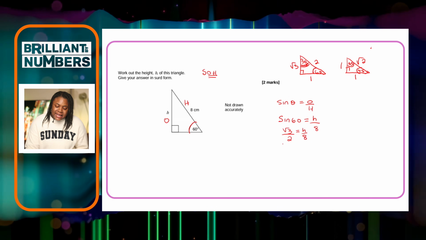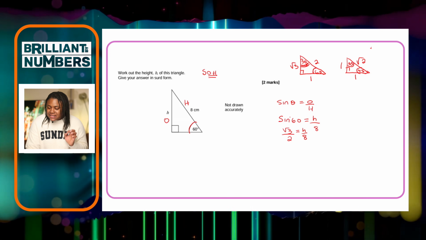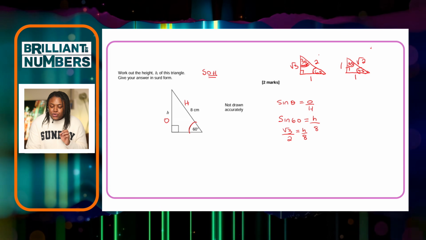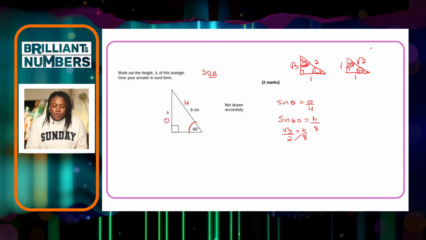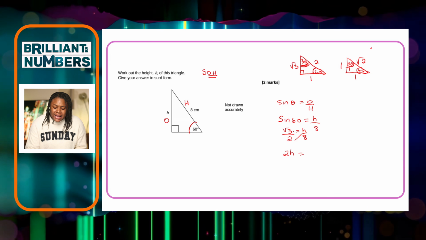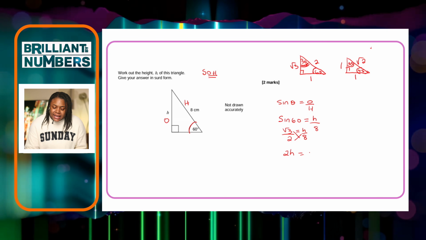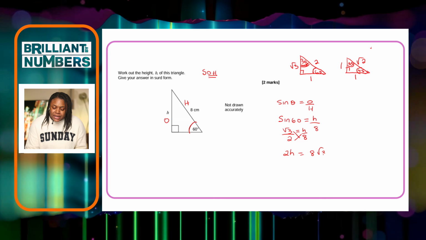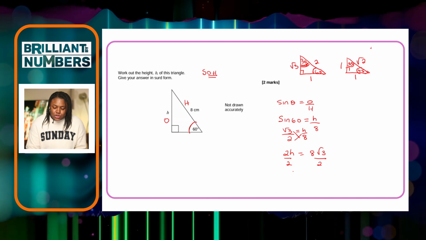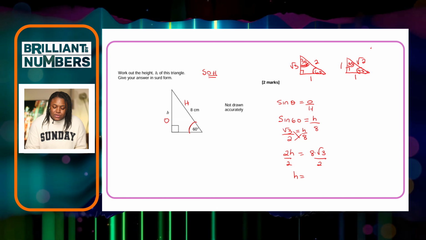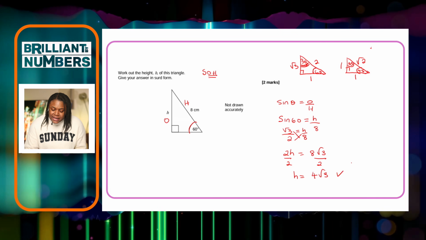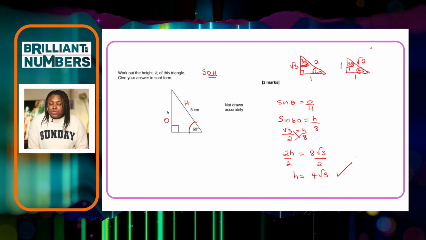Now that I've replaced sine 60 with its exact value, root 3 over 2, I'm cross multiplying. So 2 times h is 2h, and that's equal to 8 times root 3, which is 8 root 3. Dividing by 2, the 2 cancels out here. So h is equal to 8 divided by 2, which is 4, and we've got root 3. So the exact value is 4 root 3.